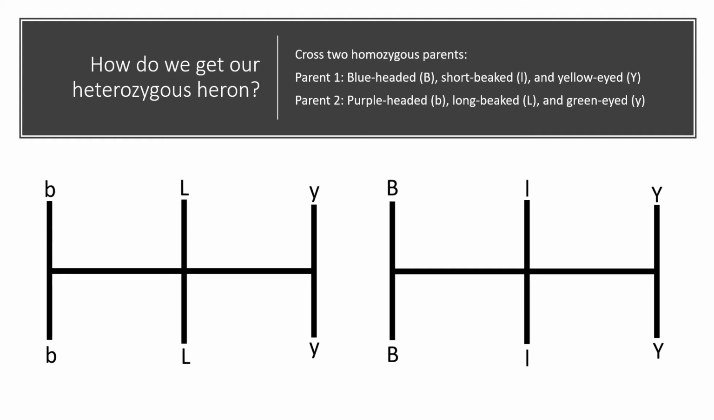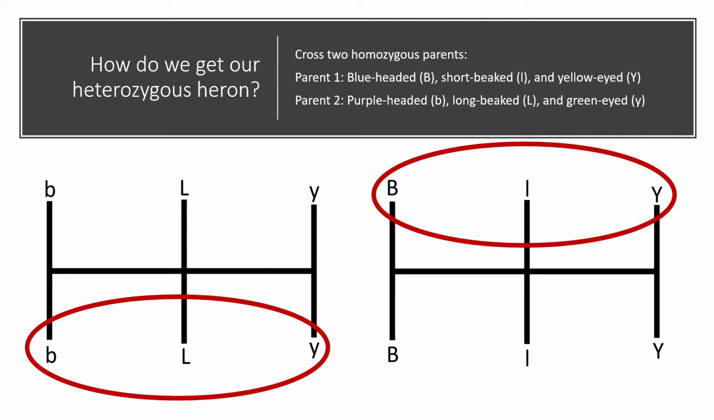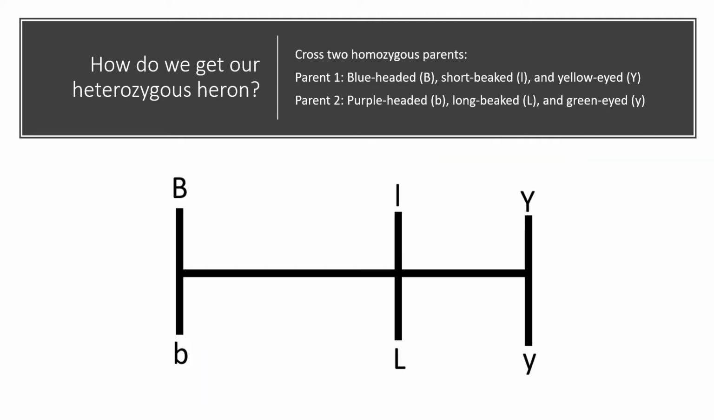How do we get our heterozygous heron? Well, we can cross two parents who are homozygous for both alleles. And if they're homozygous, we can be certain that this set of alleles will be passed on from parent 1, this set of alleles will be passed on from parent 2, and so this is what the chromosomes for our heterozygous heron will look like.